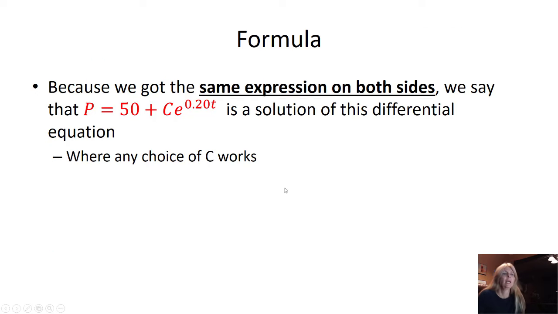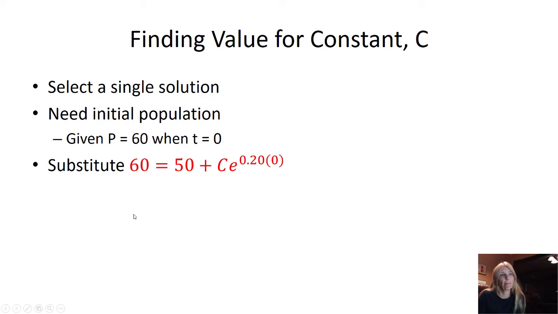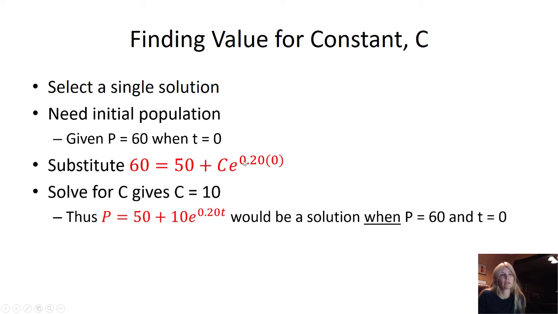Same thing works with C. If we had some initial information, we could solve for it. Any choice of C will work. But if we're asked to select a single solution instead of the general solution, say we're given that at t equals 0, P equals 60. I can substitute P as 60 when t equals 0, and solve to find C equals 10, because e to the 0 is 1. So 60 minus 50, 10 equals C. And I plug in my value of C. So if I have an initial amount, I can plug in for my single solution to my differential equation. This is only the solution when my initial value is 60.